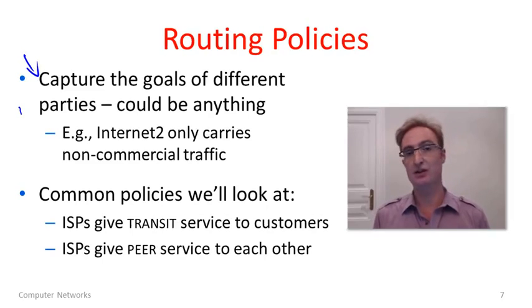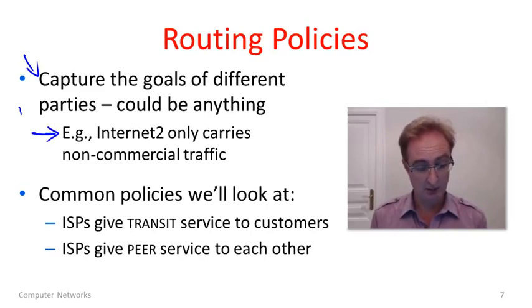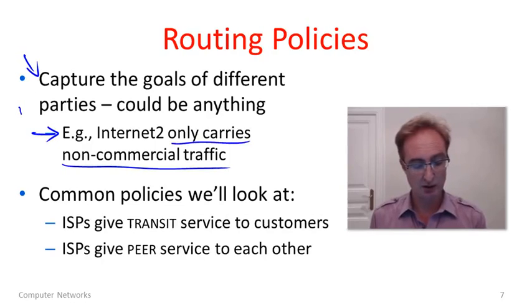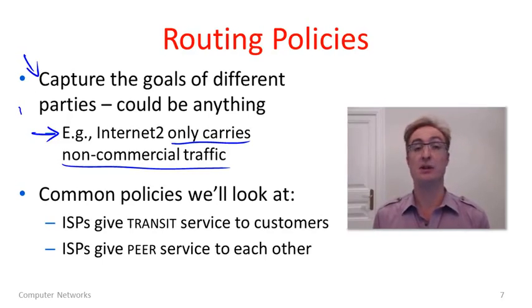Now, policy is this general word, and that's because it's abstract, because policies could actually be anything. Here's an example of a real policy. Internet2 is a research and education network in the United States that's used to connect universities. One of its policies is that it will only carry non-commercial traffic. So it will carry traffic between educational institutions, so UW to MIT and back, but it won't carry traffic from those educational institutions to commercial networks, so that we could all surf Google, for instance.